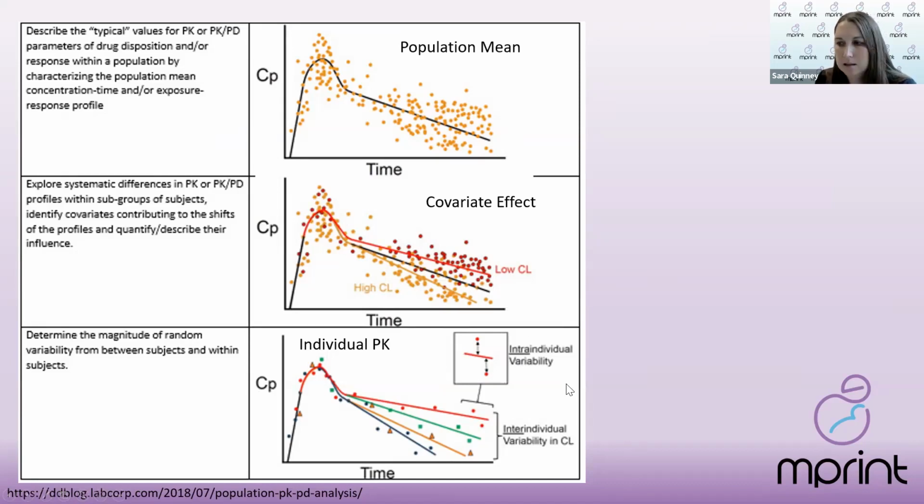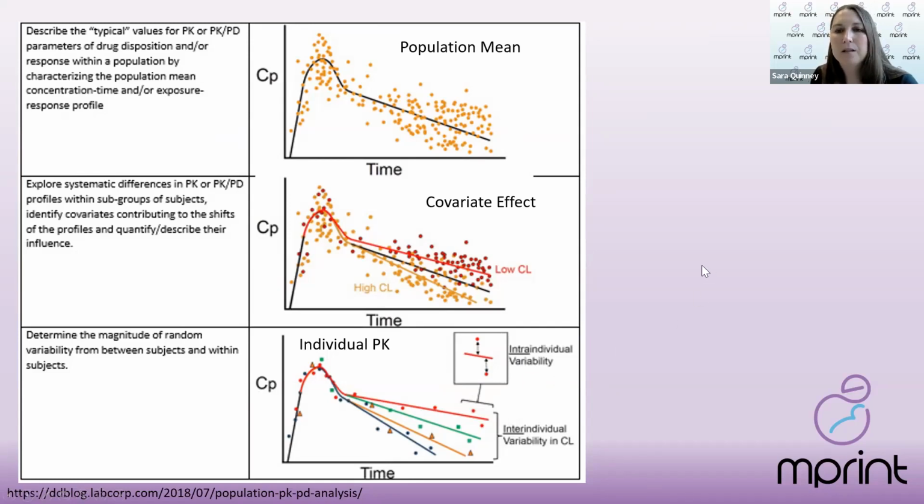And finally, you can still estimate individual PK parameters by fitting information on intra- and inter-individual variability to the model and capturing individual components and PK parameters through that method.